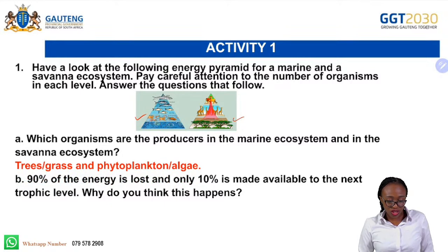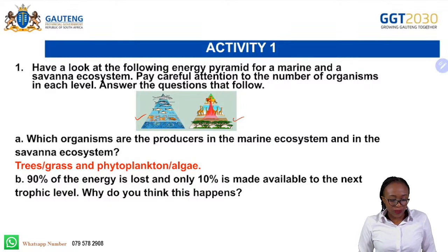Right, if you wrote trees and grass for savanna and phytoplankton or algae for the marine, you got it correct. Don't forget to send through your answers and any questions you may have on our WhatsApp number that is at the bottom of the screen.